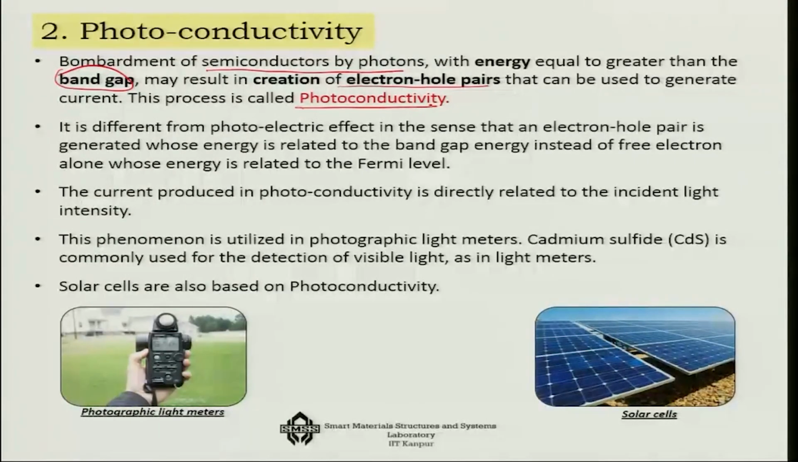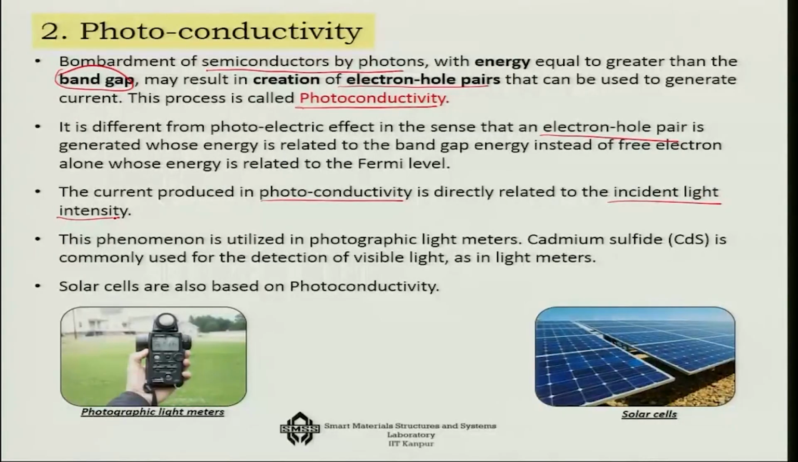So it is different from the photoelectric effect, because in the photoelectric effect the photon is absorbed by the electron itself, whereas here it is the electron hole pair which gets this band gap energy, and that excites the flow of these electron hole pairs and generates the current. So this current produced through photoconductivity is directly related to the incident light intensity.